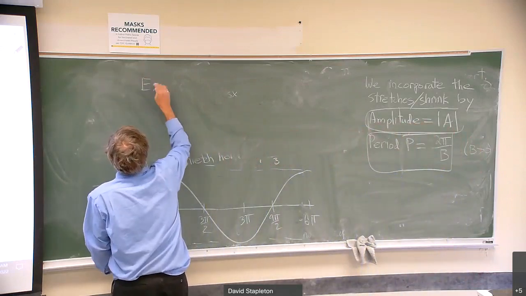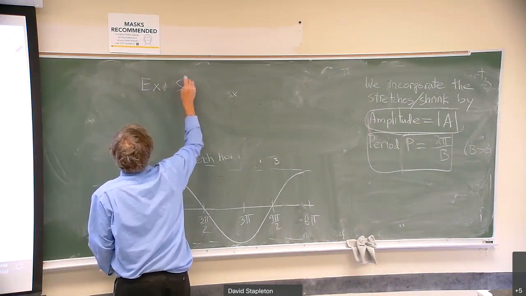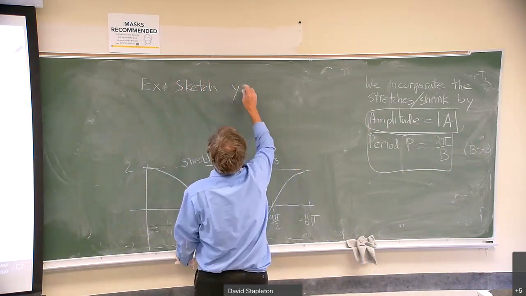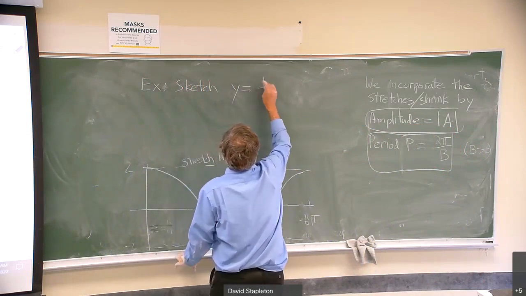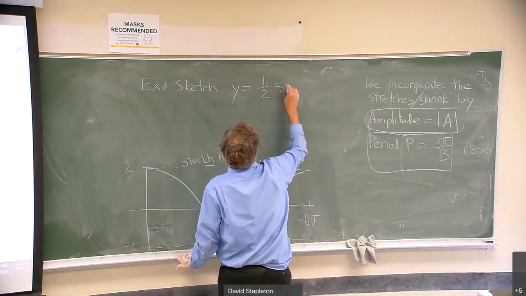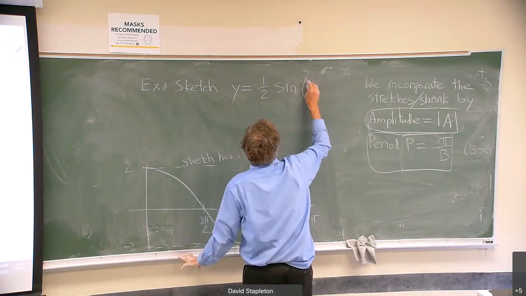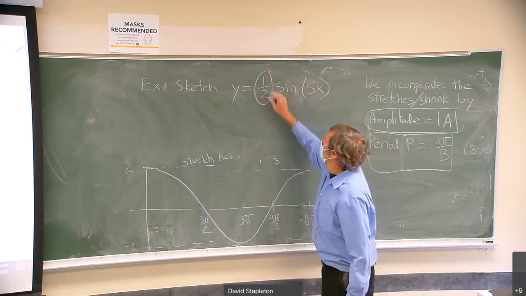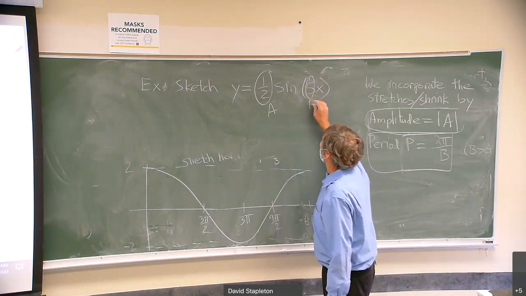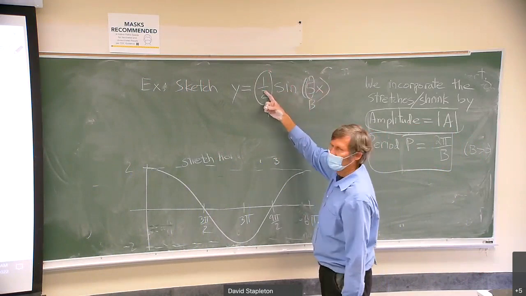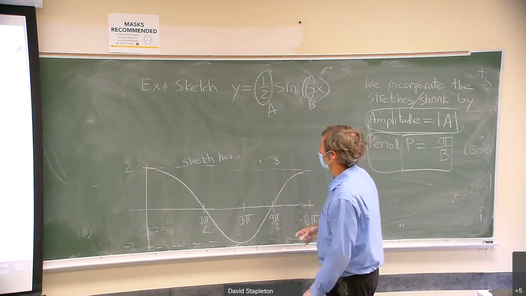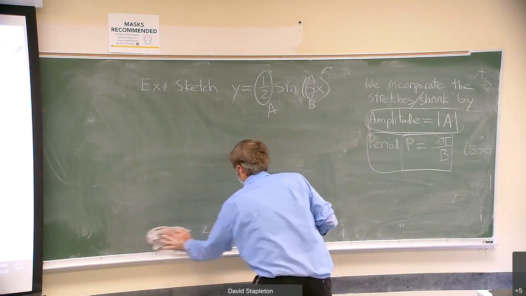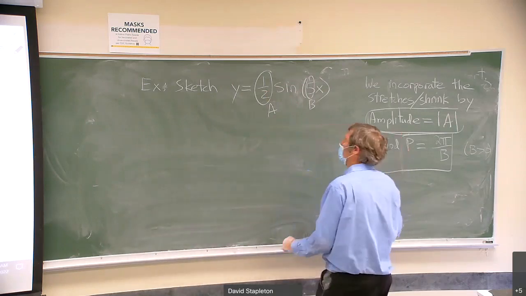So here's an example. Now I say, what is the sketch of y equals 1/2 sine of 5x? What does that look like, I wonder? It's an A sine bx, right? Whatever multiplies x is b, whatever multiplies the sine outside is a. And I can sketch it immediately by my graphing knowledge using the amplitude and period.